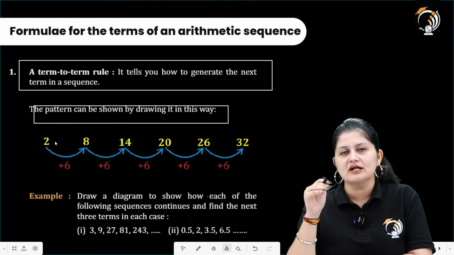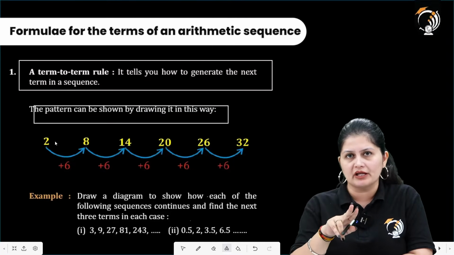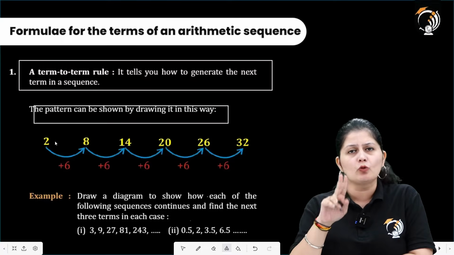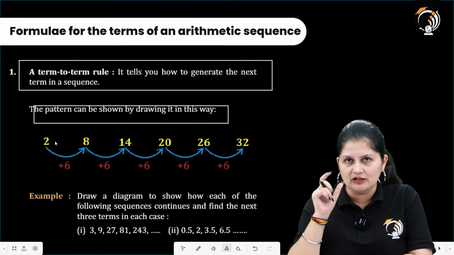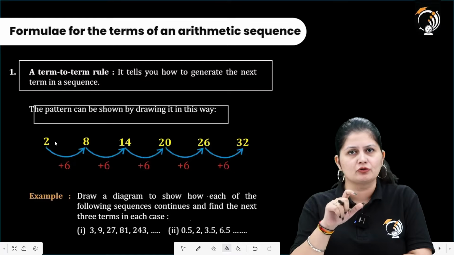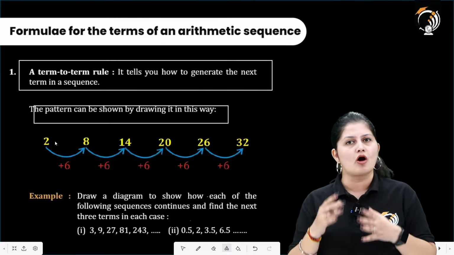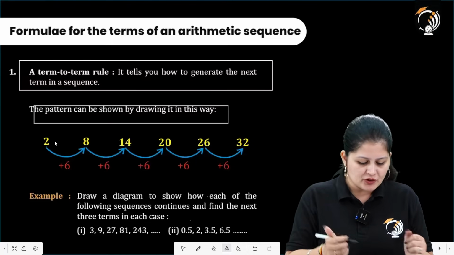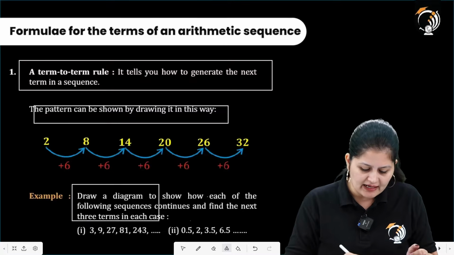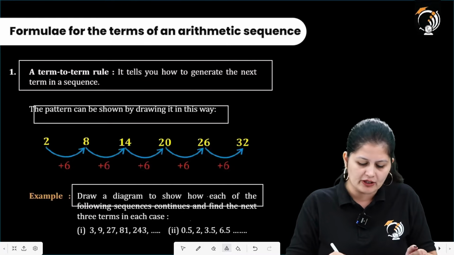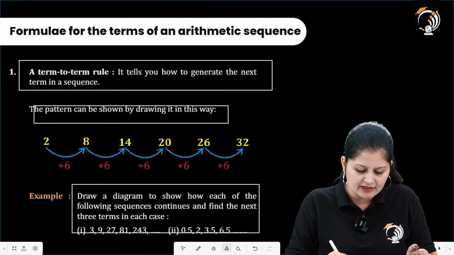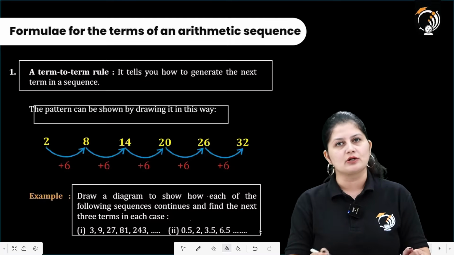When I use the term common difference, it means the difference of two consecutive terms. We are going to use this term throughout the session. Example: draw a diagram to show how each of the following sequences continues and find the next 3 terms in this particular sequence.